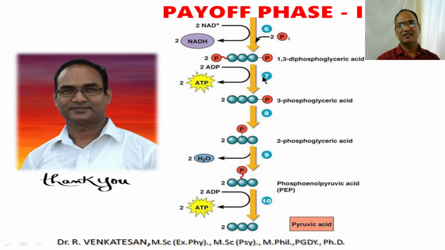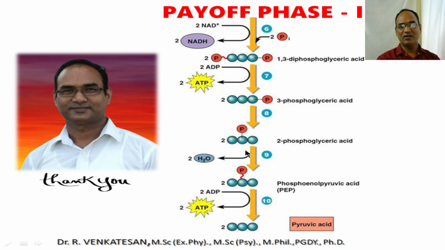And the seventh phase, the already added phosphate is released from its chemical bond and made into ATP. One phosphate is combined with adenosine diphosphate and made into adenosine triphosphate. So at the end of the seventh phase, the 3 carbon, 1 phosphate compound is called 3 phosphoglyceric acid. In the eighth stage, the phosphate group is transferred from the C3 position to the C2 position. So that makes 2 phosphoglyceric acid.